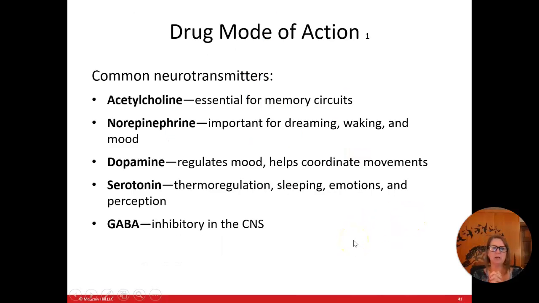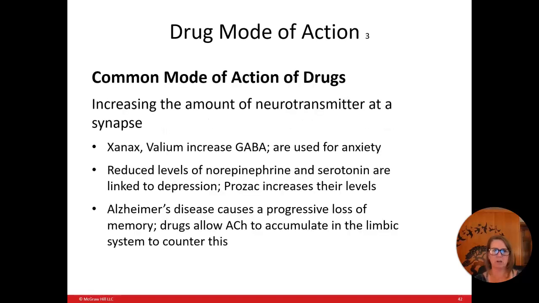Okay, so let's talk about some neurotransmitters. Here are some that may be familiar to you. Acetylcholine is known for its stimulating activity, but is also important for memory circuits. Norepinephrine: dreaming, walking, mood. Dopamine: mood, and it helps coordinate movements. Serotonin: a lot of emotions are involved with serotonin, as well as sleeping and thermoregulation. And GABA is an inhibitory neurotransmitter. These are going to make sense when we talk about the common mode of action of drugs.